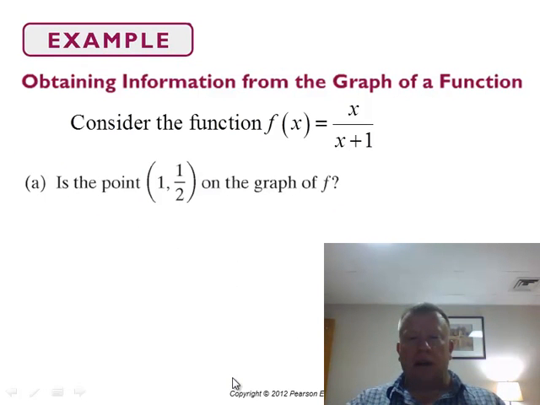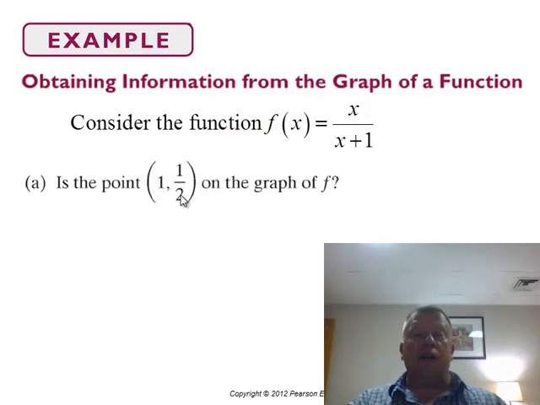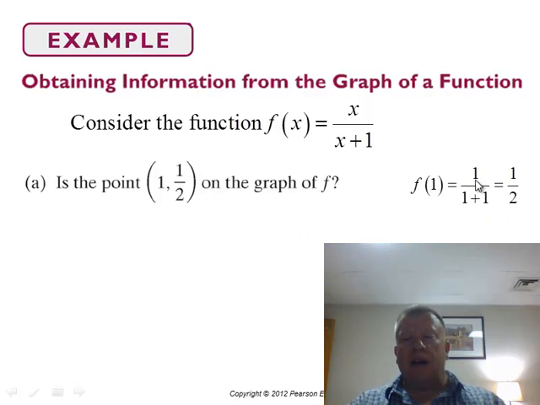All right, moving along here. Now, suppose that we've got this function right here. f of x is equal to x over x plus 1. And I've got this question for you. Is the point (1, 1/2) on the graph of this function? And folks, this is easy to find out. All you need to do is just evaluate the function at x equals 1. What is f of 1? Well, you plug in 1 for x, you get 1 over 1 plus 1, which is 1 over 2. So indeed, the y-coordinate would be 1/2 on the graph when x is equal to 1. So yes, that point would be on the graph.